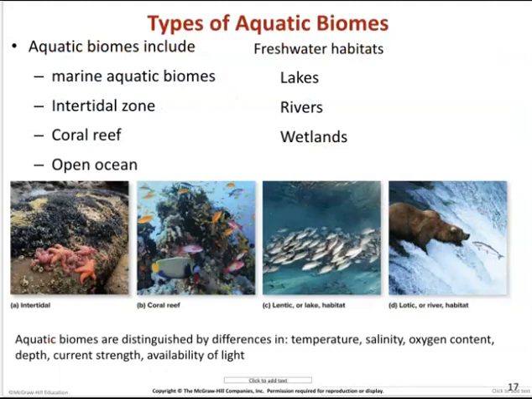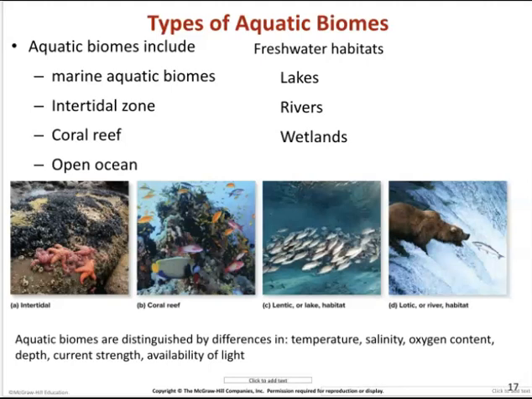So there are some aquatic biomes. Aquatic biomes are like marine aquatic biomes and intertidal zones. The intertidal zones are the areas of tide pools where, when the tide goes out, you can see what happens on the sandbars. You can see some of that life there. Coral reefs, and then the open ocean. Then we see freshwater habitats, which are like lakes and rivers, and also wetlands, so like swamps and things, right?